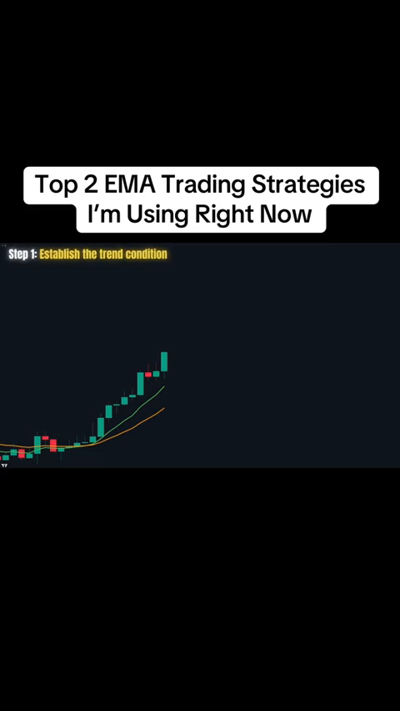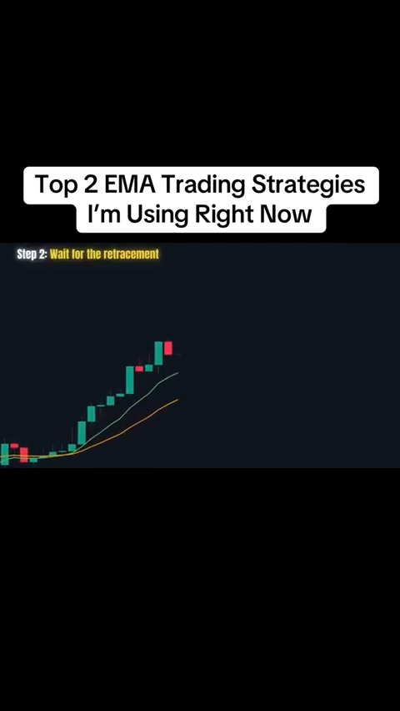Step 1. Establish the trend condition. For a buy setup, you need two things confirmed. First, price must be above both the 9 EMA and the 20 EMA. Second, the 9 EMA must be above the 20 EMA. That's your bullish structure. That's your green light. At this stage, you're not entering yet. You're just identifying that the market is in a state where long trades make sense.